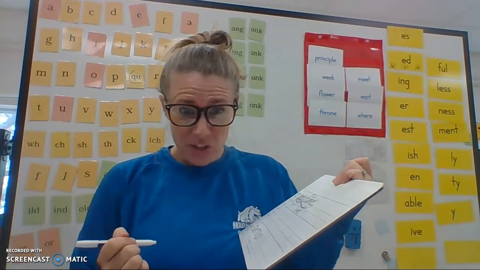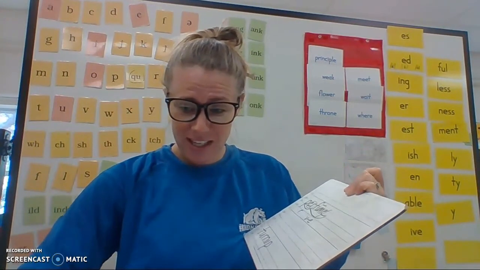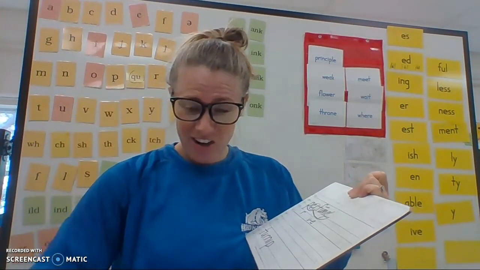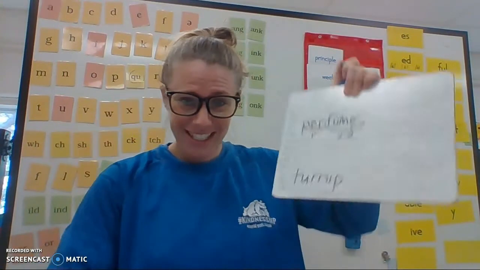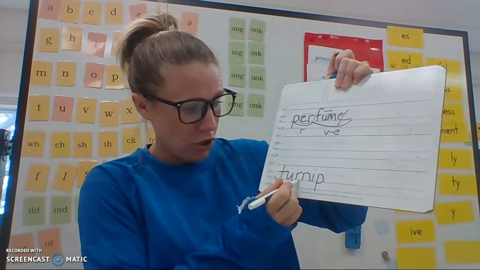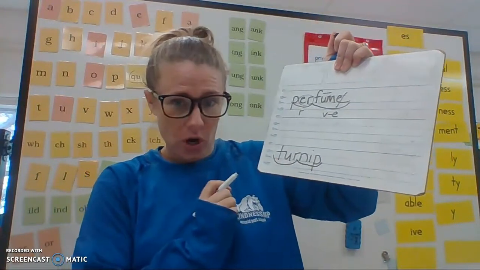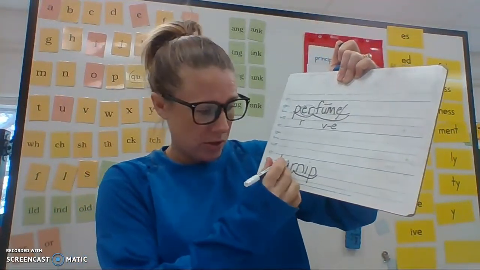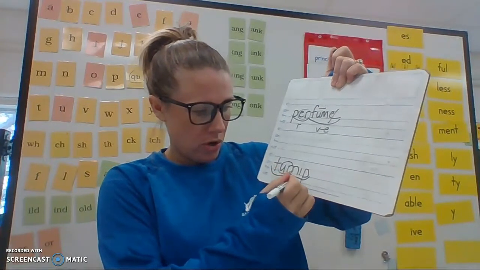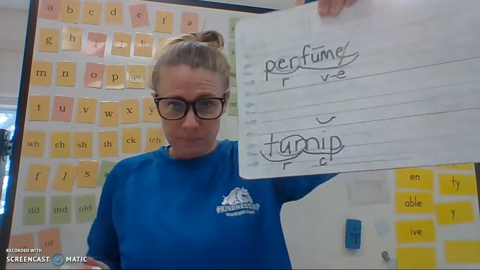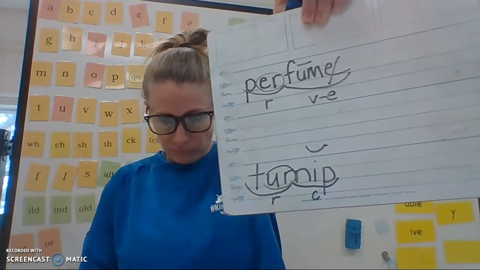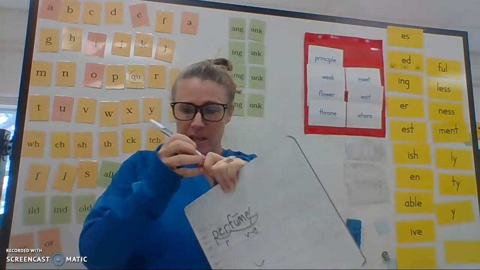You're back. What did you find for the sound? Which one is it? ER, IR, or UR? Ding, ding, ding. That's right. Turnip. And we split the syllables right after the R. Go ahead and mark those syllables. We have R control and we have closed. Okay, nice job. Let's go ahead and erase.